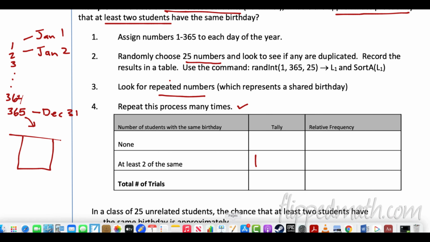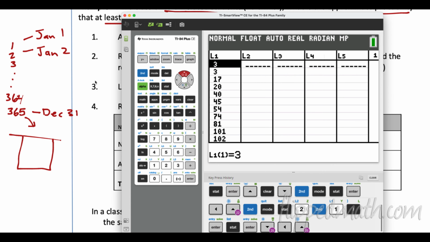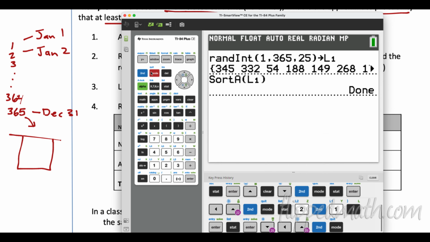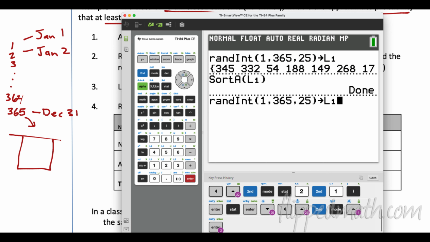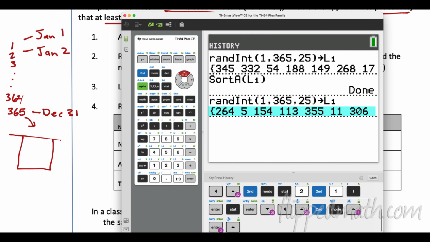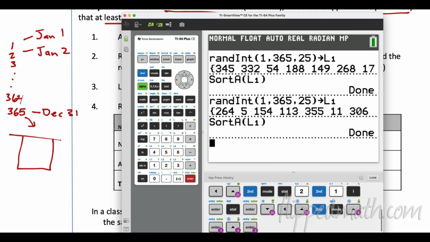It is a little bit time consuming. So let's repeat the process again. I'm going to show you how easy this could be. Ready? I'm still shocked I had two 3s like that. I'm going to scroll up. I'm going to grab this command. That put 25 brand new random numbers in the list. I'm going to scroll up. I'm going to sort the list. And now I just need to go look at it.